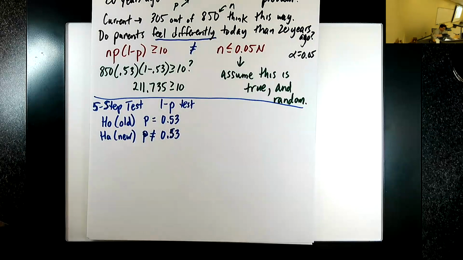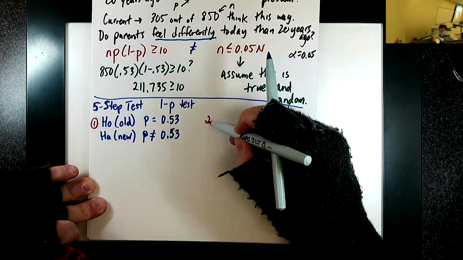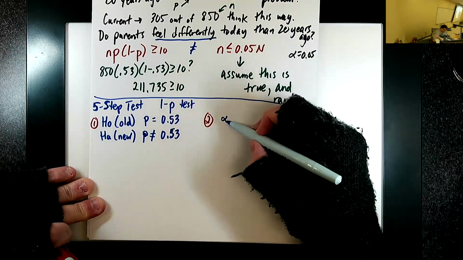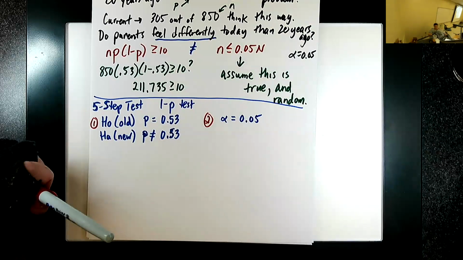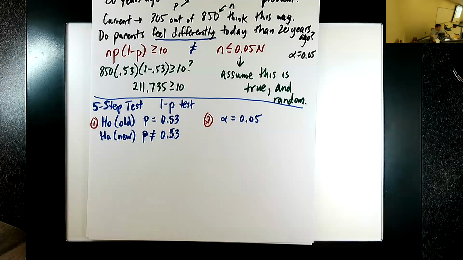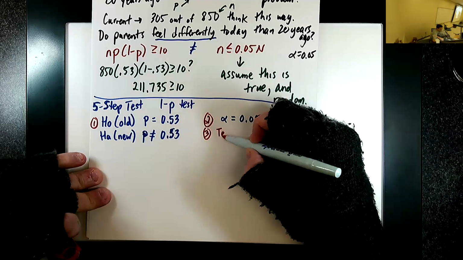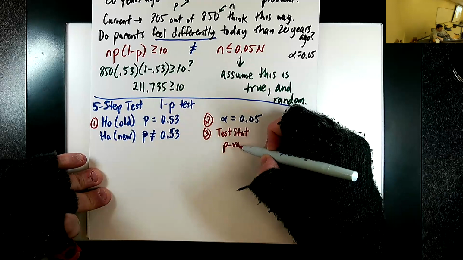That's step one. Step two, make sure you state what alpha is. Alpha was given to us, so we don't have to come up with one. Step three will be our test statistic and our p-value, which we're going to have to go to StatCrunch to get.